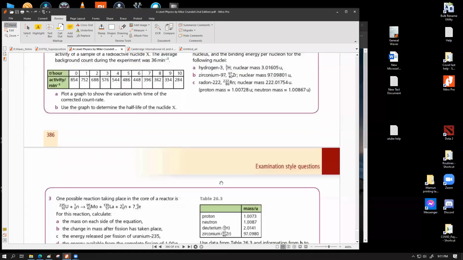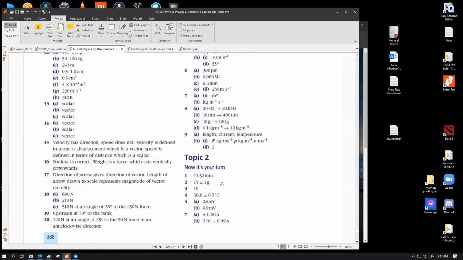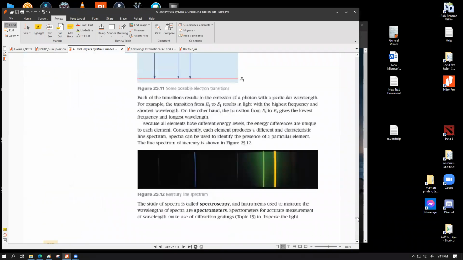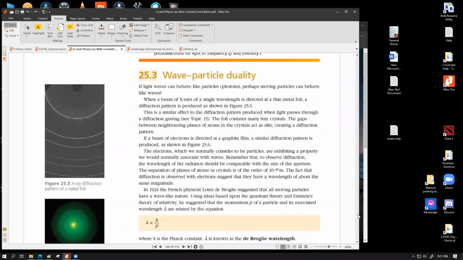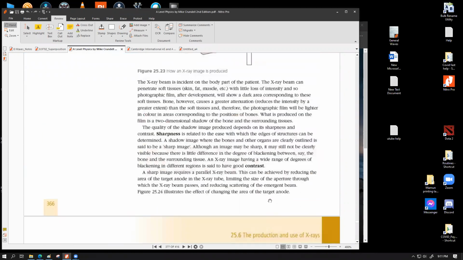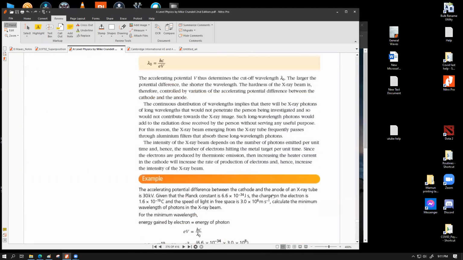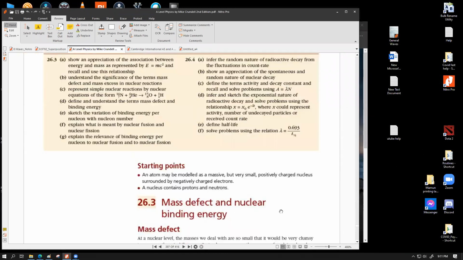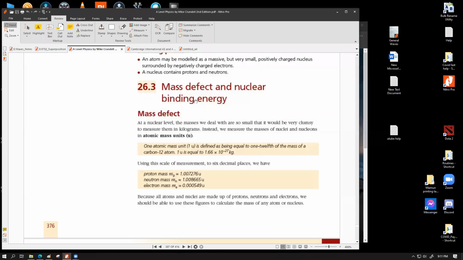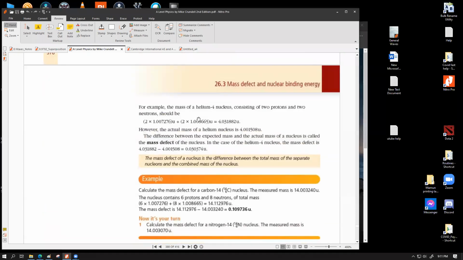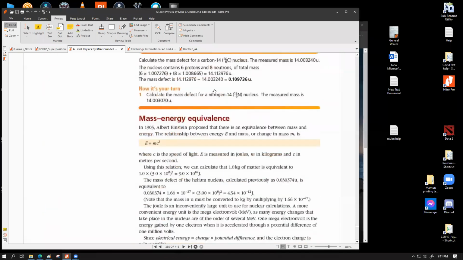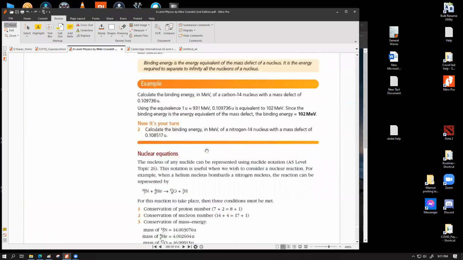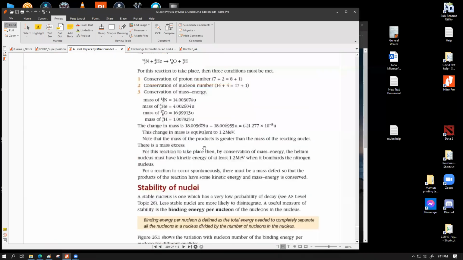Where is the energy calculation? Is the book finished? I need to have some energy calculation. Where is the energy calculation? Okay, binding energy, mass energy equivalence, we have more binding energy, nuclear equations, stability of a nuclei.